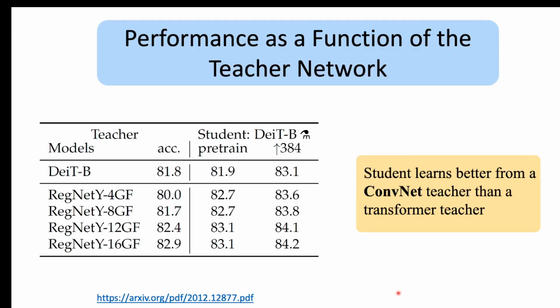And finally, here are the results that compare the performance of a student model trained with different teacher models. The important point here is that when a student is trained using a ConvNet-based model, it performs better than if it is trained using a ViT-based model. In other words, the student learns better from a CNN than from a ViT.